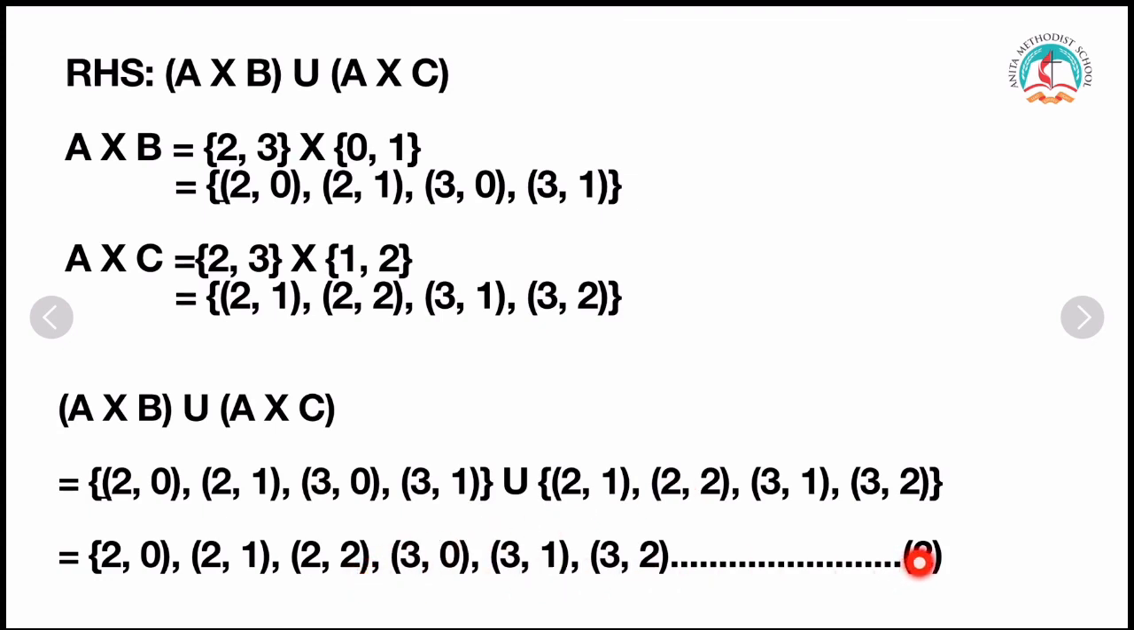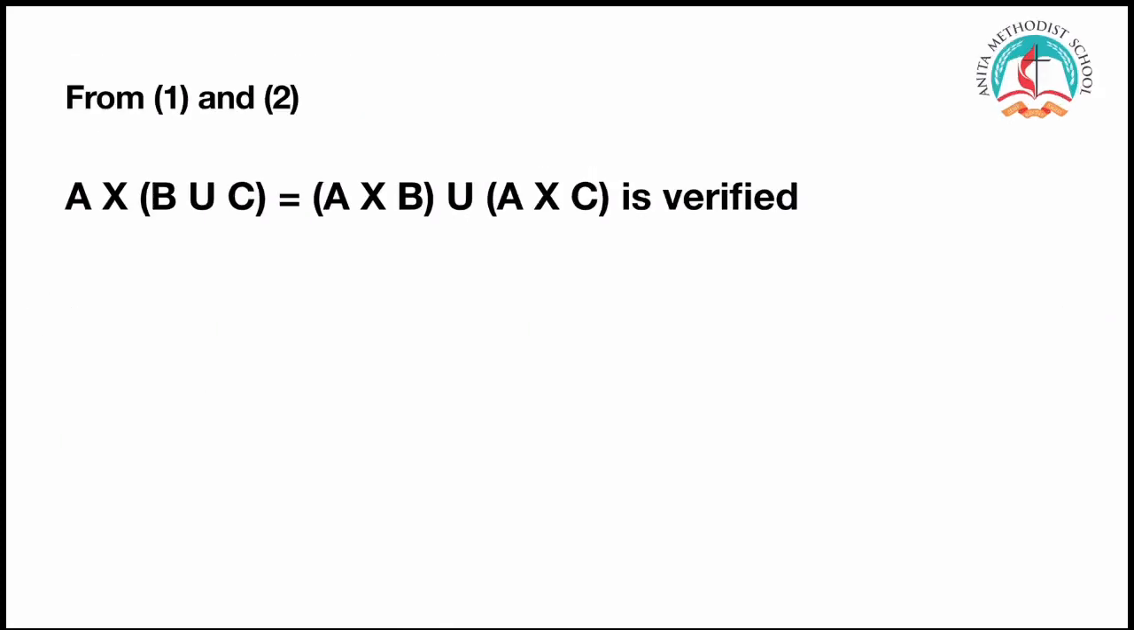Now you can compare both your left hand side and right hand side. You can see both the ordered pairs are the same. They will be equal. Then you can say from 1 and 2, A cross (B union C) is equal to (A cross B) union (A cross C). Hence it's verified.